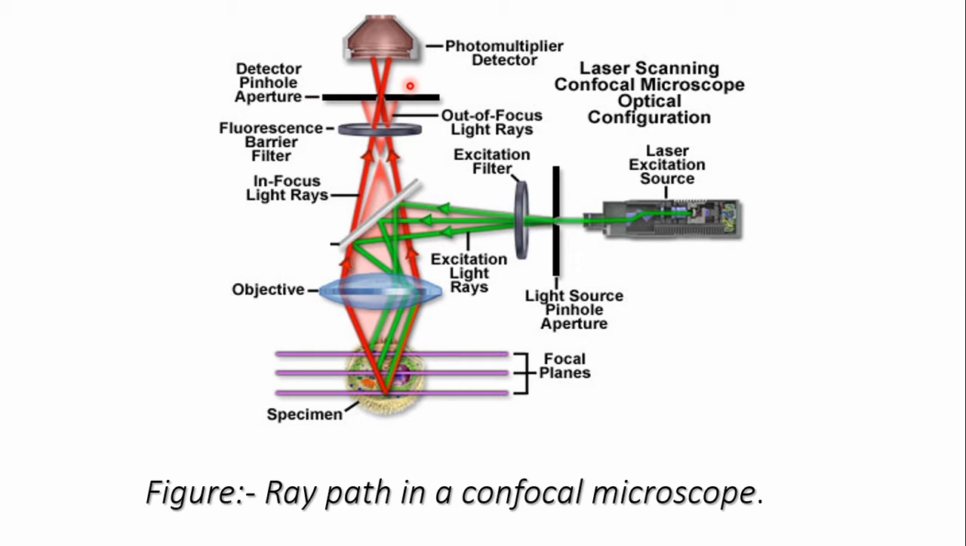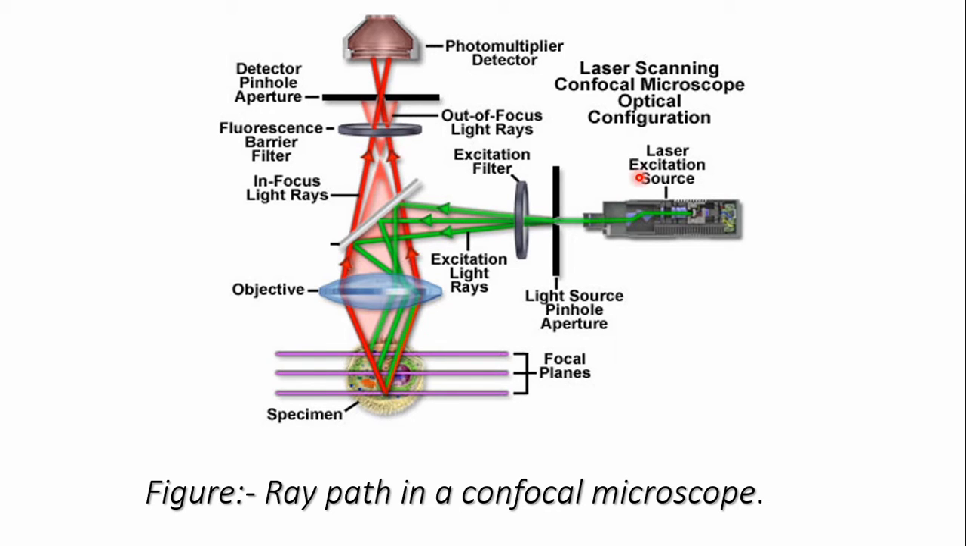Pinhole aperture is not present in fluorescence microscope. So what is the function of the pinhole aperture? Pinhole aperture eliminates out of focus light rays, and it allows only in focus light rays. So you can see the out of focus light ray, which is lighter red in color.